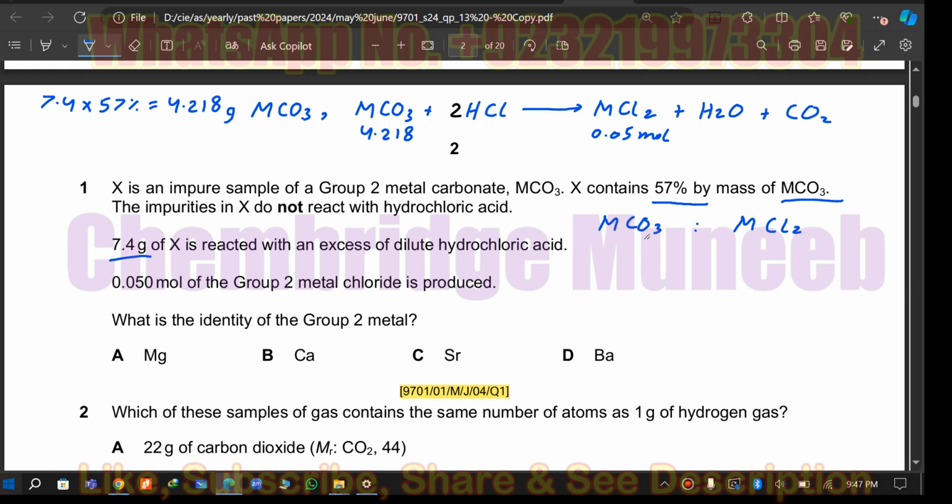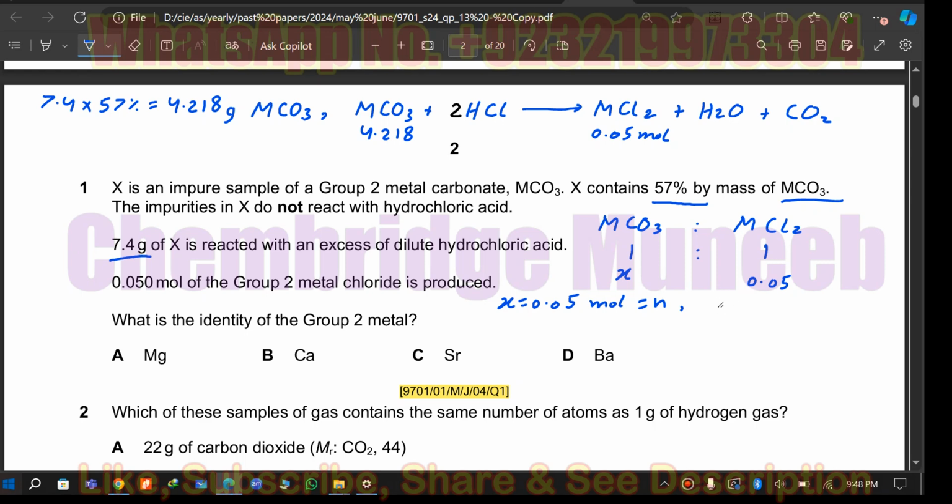Now according to the stoichiometric ratio, we can see that there is 1 mole of MCO3, so I will write 1 here, and MCl2 is also 1 mole. Then I have to calculate the mole X of the MCO3, and I'm provided with 0.05 mole of the MCl2, which means the X value will also come out to be 0.05 mole. Now this is the value of the number of moles for the MCO3.